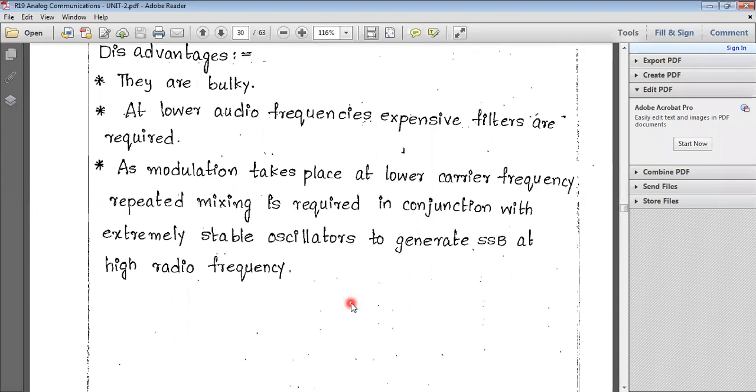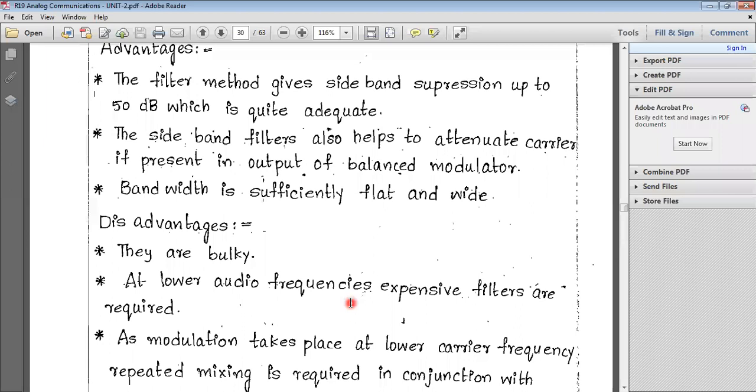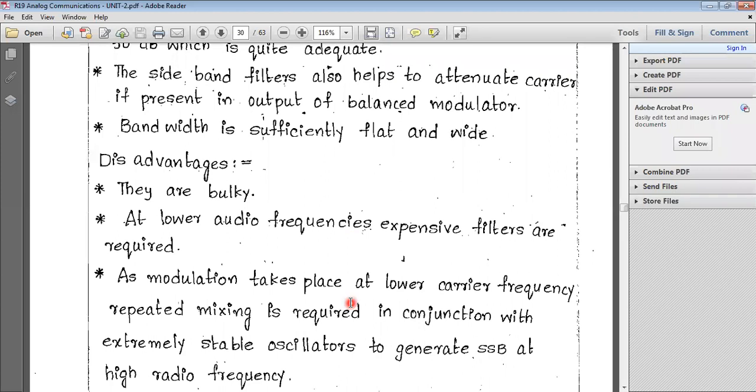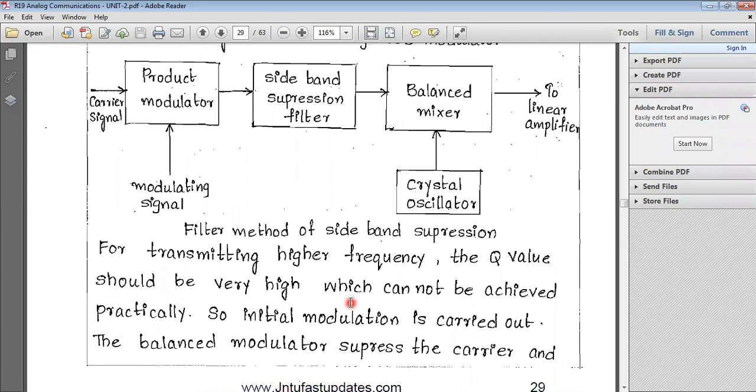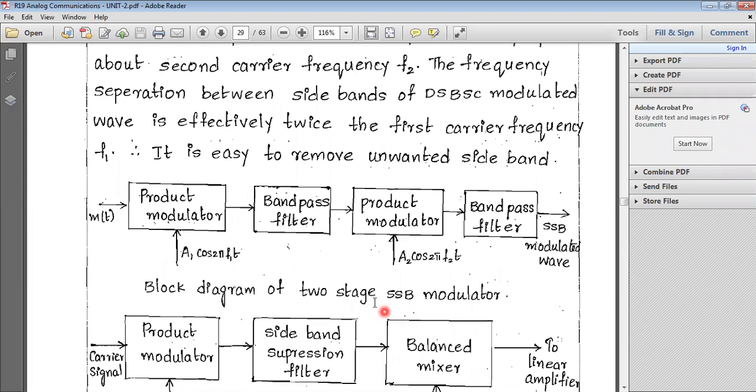So coming to the disadvantages. Already you know the circuit itself consists of a number of blocks. At the first stage here we use double stages. If you observe the circuit, here we use double stages. Why here do we use double stages? Two-stage SSB modulation. Why here do we use two-stage SSB modulation? I discussed one point. What is that point?